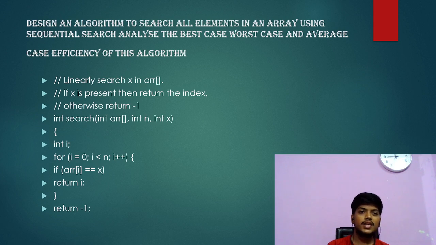The fifth question is: design an algorithm to search for an element in an array using sequential search. Derive its best-case and average-case efficiency. The efficiency of the algorithm should be discussed.